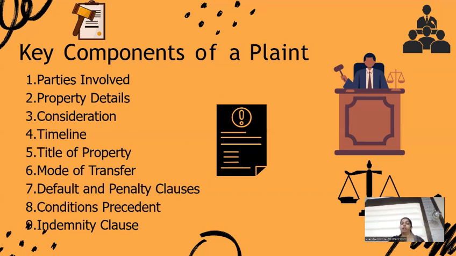Now that entire timeline needs to be mentioned in your agreement of sale and any other key milestones, for example, if the property was converted from an agricultural property to a non-agricultural property, all of that with all the details, etc., needs to be mentioned in your agreement of sale.